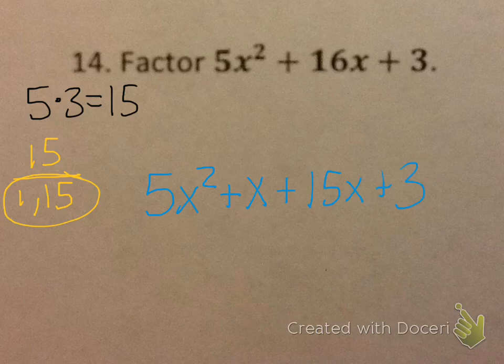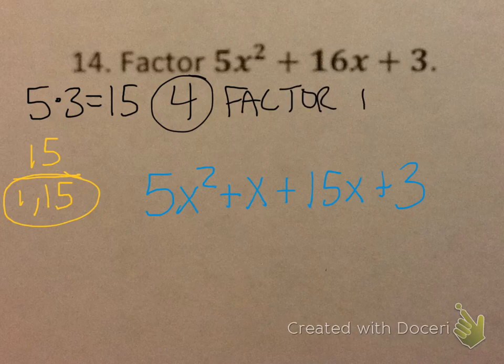So 5x squared stays the same. 16x becomes 1x plus 15x. And 3 stays the same. Notice one more time, this blue 4-term polynomial is the exact same equivalency as the original trinomial. I've just split the 16x into x plus 15x. Now I have a 4-term polynomial, and I know how to factor this. I can factor by grouping, and that's exactly what we want to do.